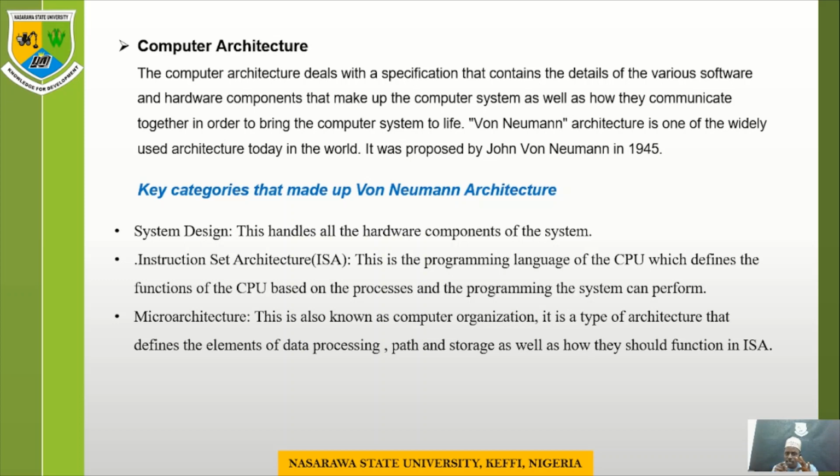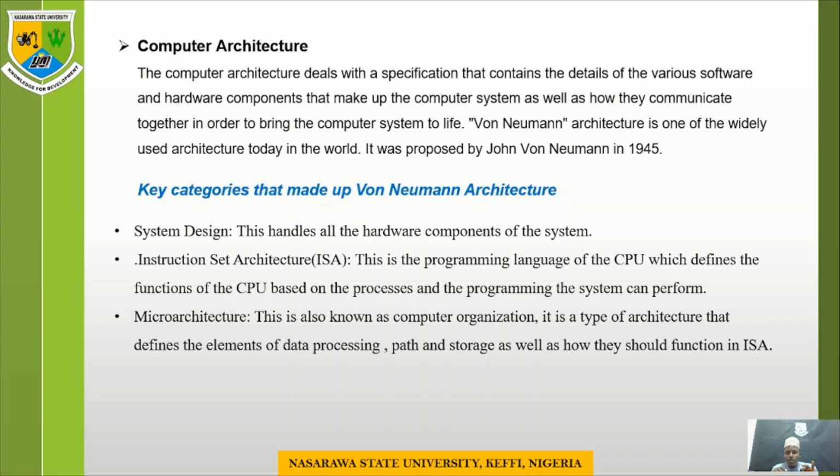So that is why, when they are talking about the categories of the common type of architecture, the von Neumann architecture, they say we have the system design. The system design handles the hardware parts. That is, it handles all the hardware components of the system. Then the instruction set architecture handles the software part of the system. That's why they say the instruction set architecture.